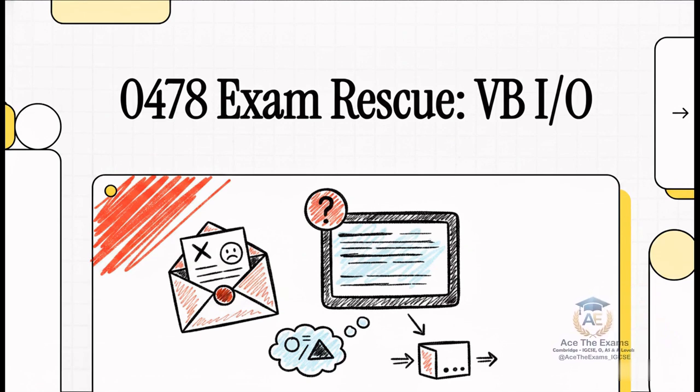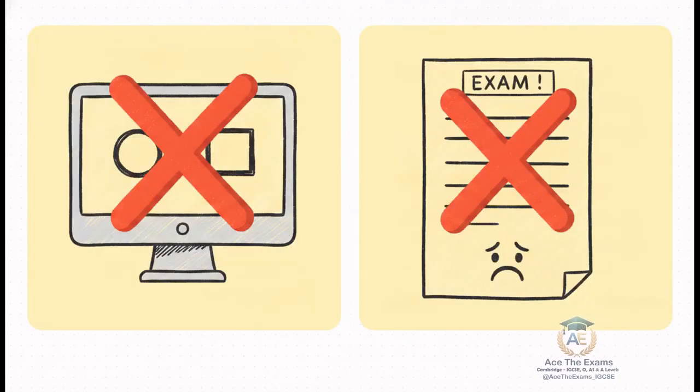Well, in this explainer, we're going to look at exactly how to rescue those lost marks and code in Visual Basic the exact way examiners demand. So you're in the exam and you write a line of code like x equals input, enter number. It makes sense, right? Well, the devastating result from a Cambridge examiner: 0 marks.